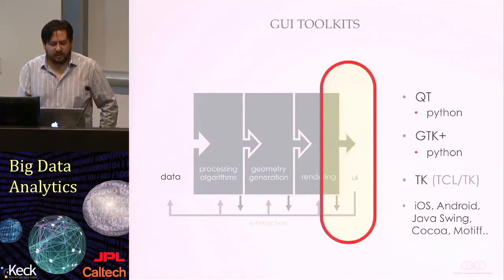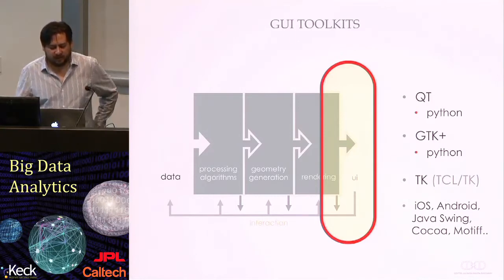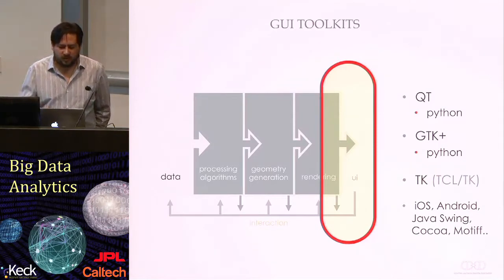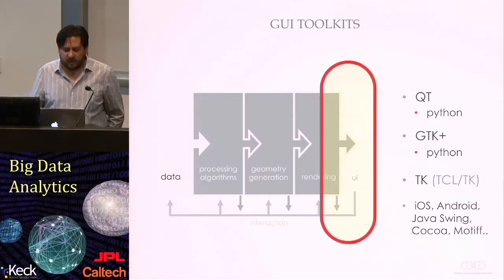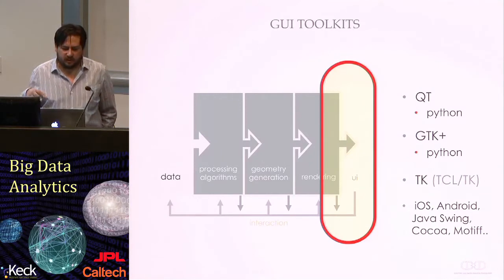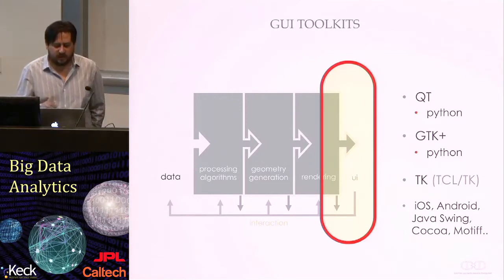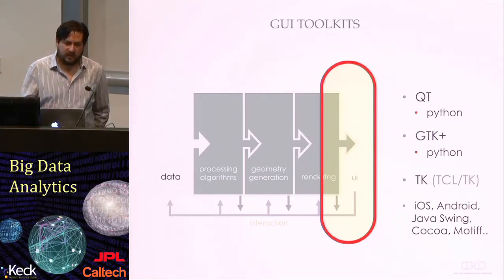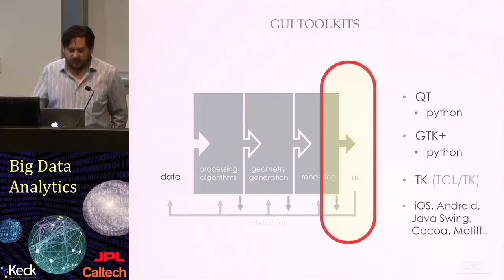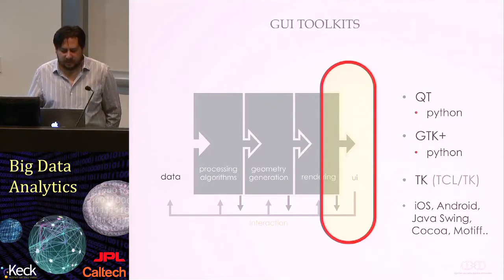The last part to this whole thing is the user interface. There are many GUI toolkits that you can use to actually create your own tools. Qt has become a standard just because it's one of the few graphic user interface toolkits that actually works on many platforms like Linux, Mac, and Windows. There are other GUI toolkits like GTK and Tk, which is part of the Tcl scripting language.